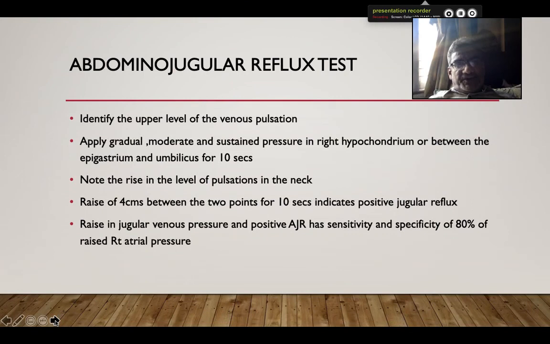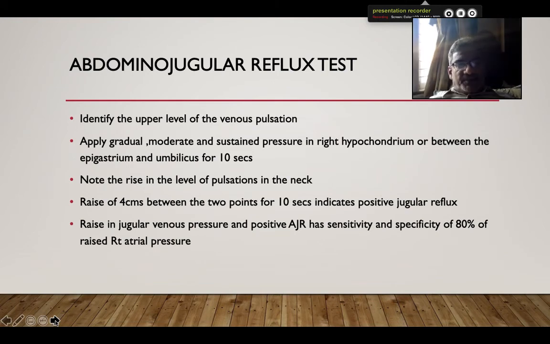There's another important bedside test, which is known as the abdominojugular reflux test. Reflux. It's not reflex, it is reflux test. So here, first you identify the upper level of the venous pulsation. Apply gradual, moderate, and sustained pressure in the right hypochondrium or in between the epigastrium and umbilicus for 10 seconds.